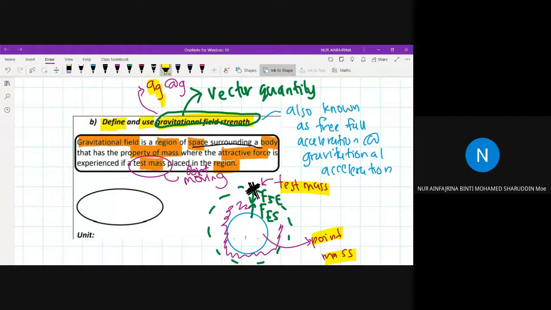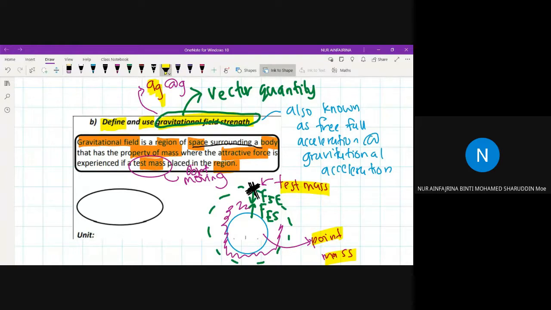Okay, first thing first adalah awak punya test mass, dia akan bergerak. It's going to move. Maksudnya contoh, you have an Earth and you have a satellite. Your satellite is orbiting the Earth. When satellite is orbiting the Earth, maksudnya your satellite is test mass while your Earth is point mass. Okay, now I have a question. Contoh, you have a moon and an Earth. Kita tahu moon akan orbit the Earth.